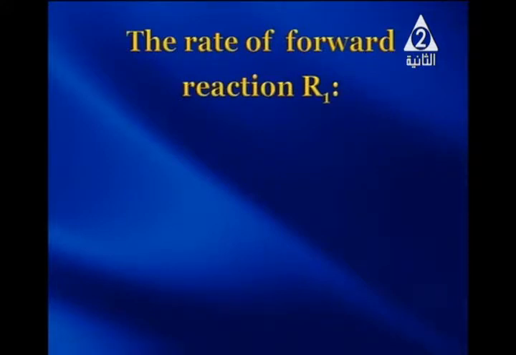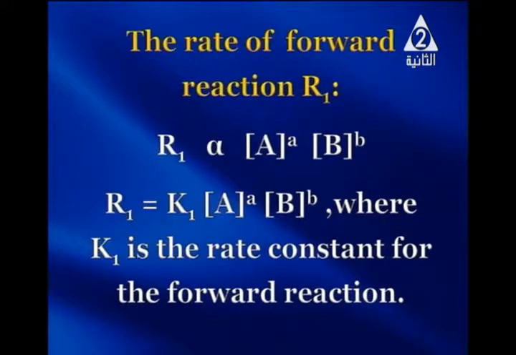So, for the reaction that we explained before, the rate of forward reaction R1 is directly proportional to the concentration of reactant A and the concentration of reactant B. And so, the rate of forward reaction R1 equals K1 times the concentration of substance A and the concentration of substance B, each raised to the power of the number of moles in the balanced equation, where K1 here is the rate constant for the forward reaction.